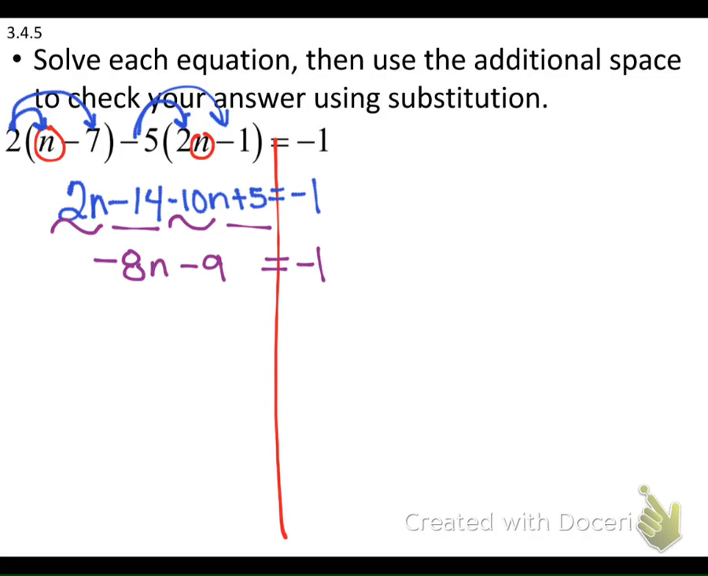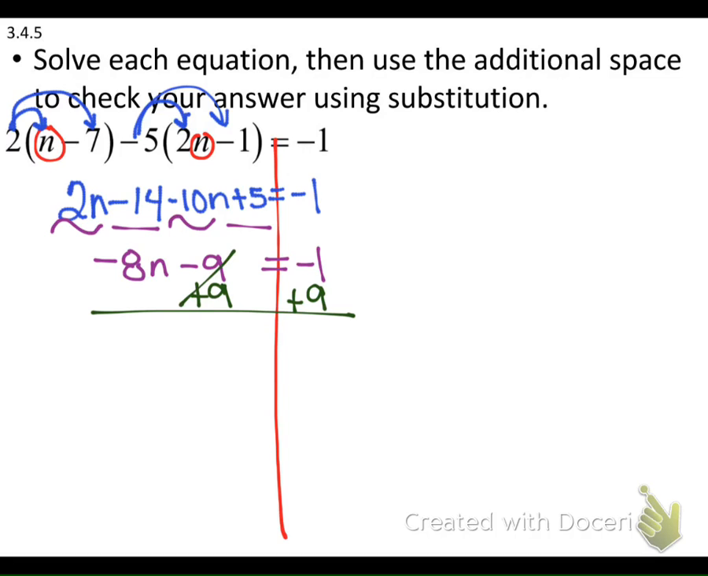From here, I now just have a two-step equation that I need to solve, so I have to determine what number to get rid of first, the negative 8 or the negative 9. Now remember, the negative 8 is being multiplied by the n. So according to order of operations backwards, SADMAP, I'd get rid of this minus 9 first. So I'd add 9 to both sides.